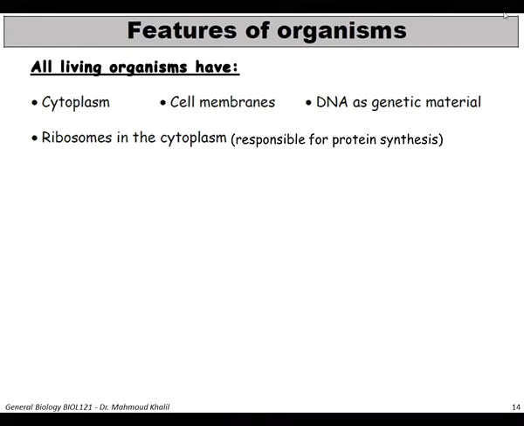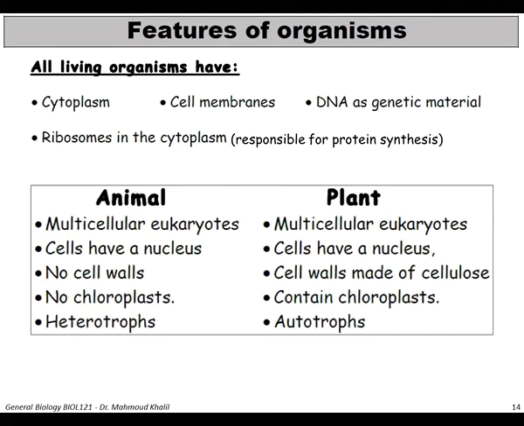You need to know that all living organisms have some characteristics in common. All of them have a cytoplasm, a cell membrane that surrounds the cells, and DNA as the genetic material. Of course, all of them have ribosomes in the cytoplasm, and ribosomes are the machinery used for protein synthesis.